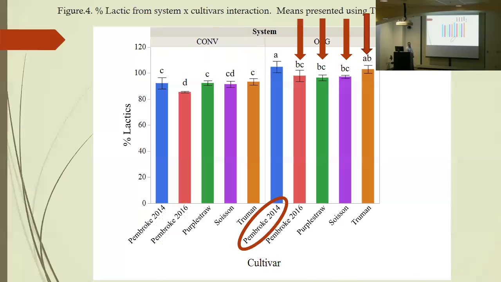In organic, it is the same. Here, we can see a similar trend across all the cultivars except Pembroke 14, which is weak. From my point of view, I consider it promising. It gave a higher value of lactic acid SRC or gluten strength for this trait.